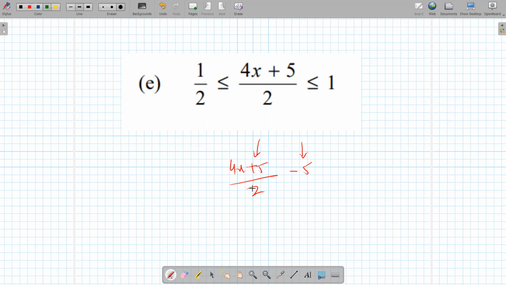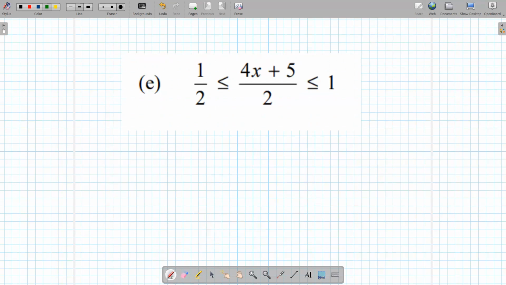No, they do not cancel out because this one has a denominator of 2, right? If you subtract 5, it's the same thing as if you take the LCD, it's going to become negative 10 over 2. Doesn't help us, okay? What about dividing by 4? Would that kill off the 4 in the numerator? No, it would not. 4x plus 5 over 4. Do not cancel out these 4s. You cannot cancel them out.